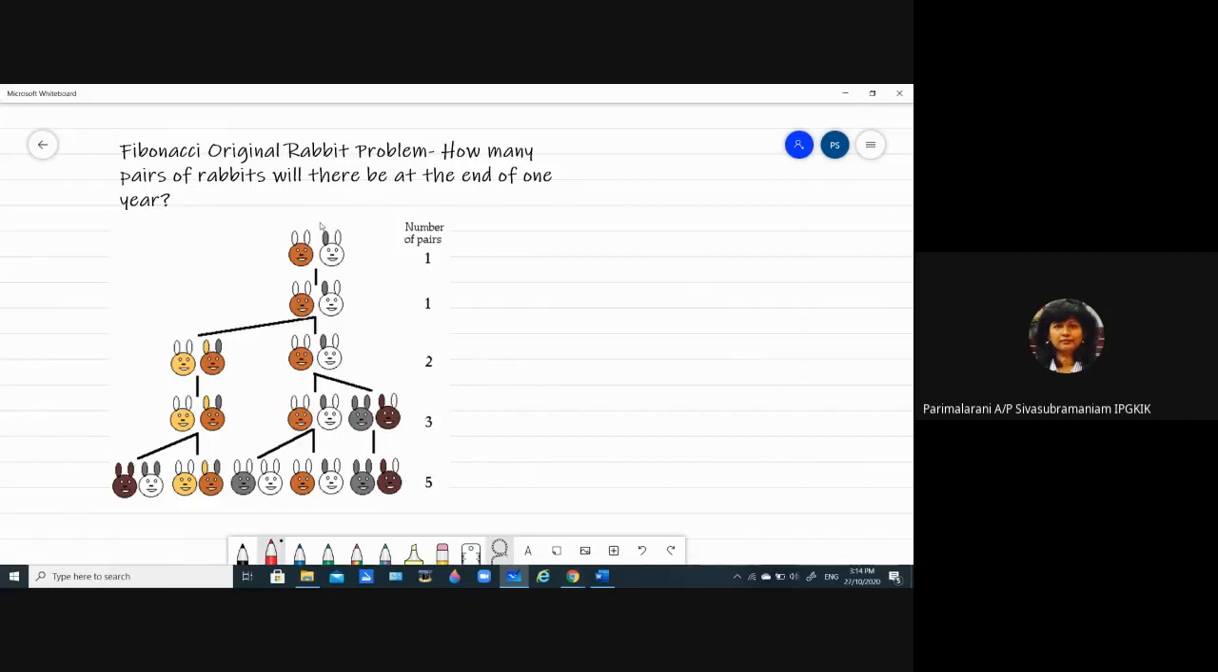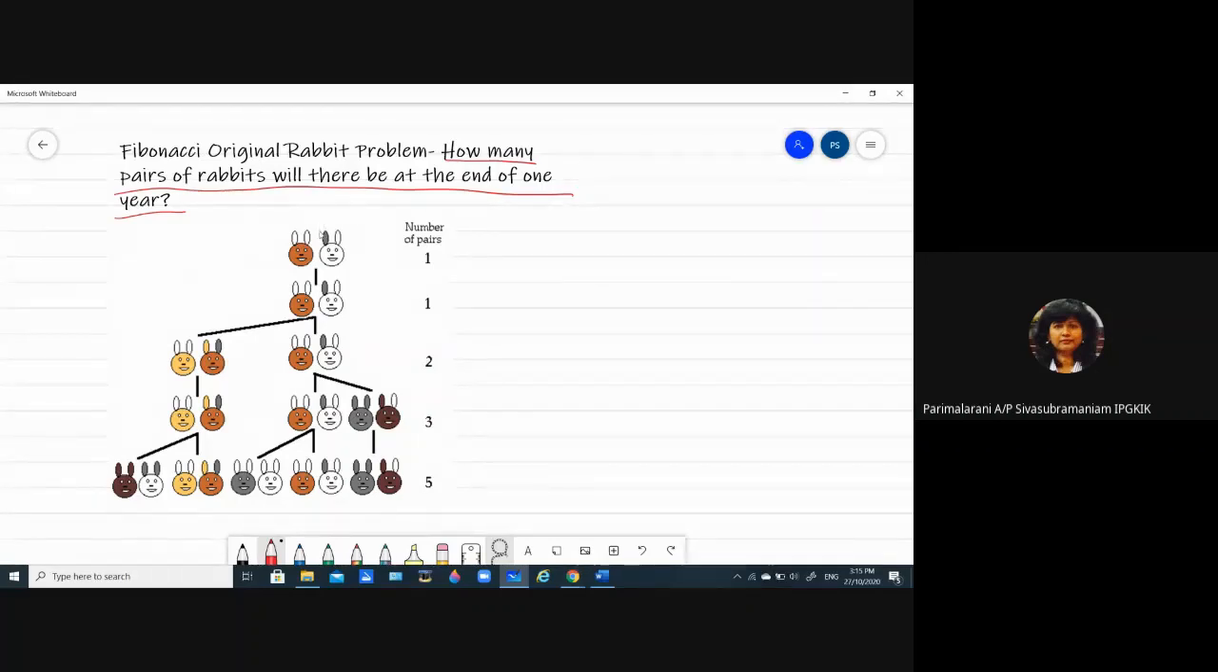Ideal means that these rabbits never die, they have enough food and water, and at the end of every month, from the second month onwards, the female will produce one pair of new rabbits. So if this is the case, his question was, how many pairs of rabbits will there be at the end of 1 year? Can you figure that out first?